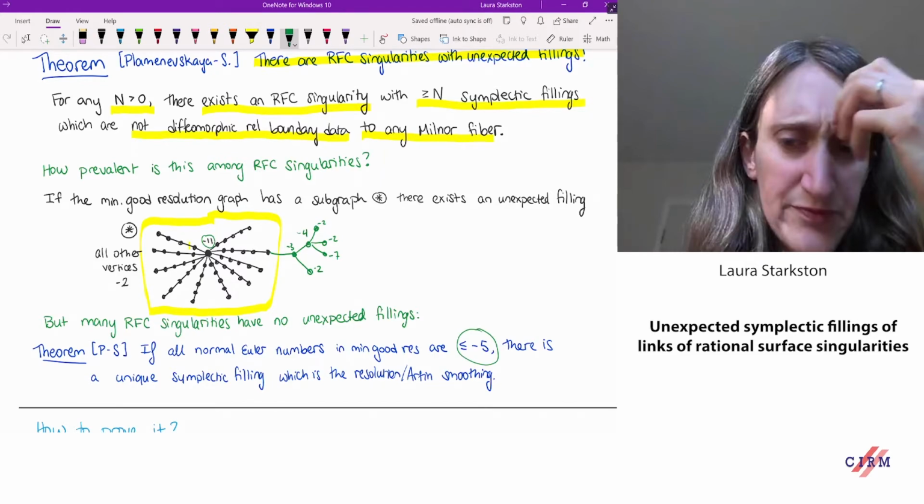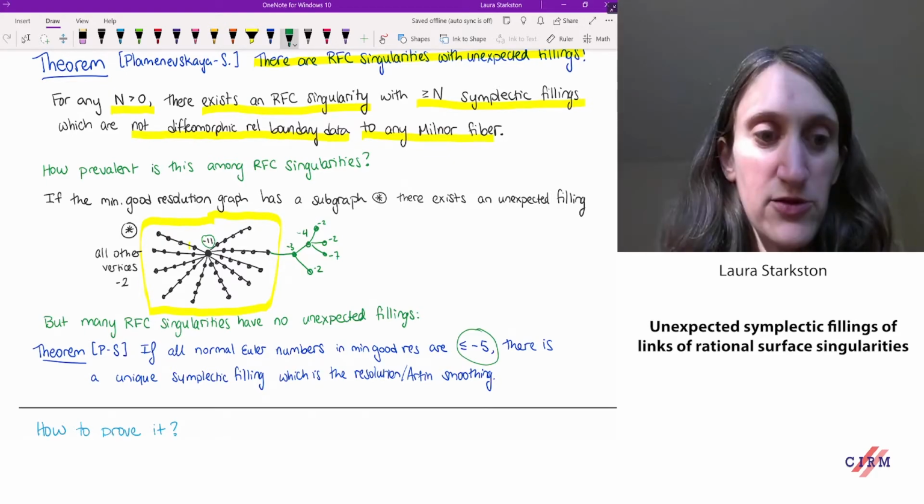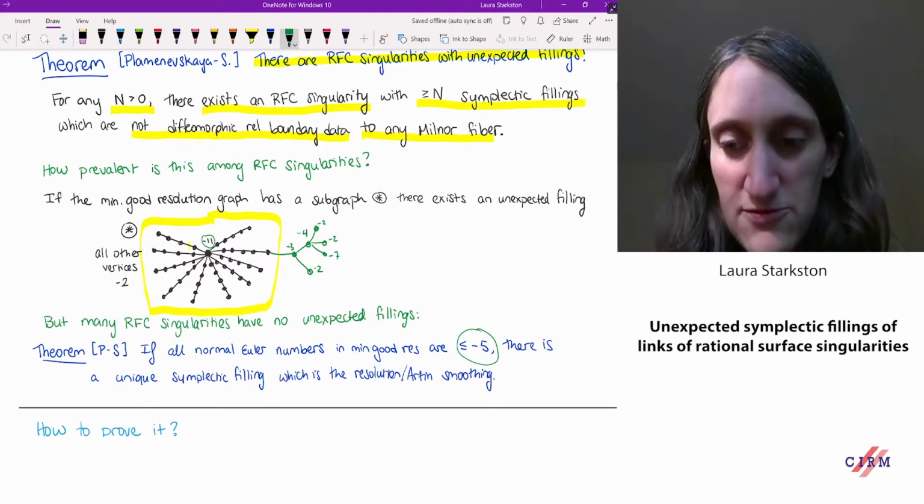In some ad hoc examples, we can say whether or not there are unexpected fillings, but we don't have a general characterization of which singularities in this class do or do not have unexpected fillings. Any questions about the statements of the theorems?